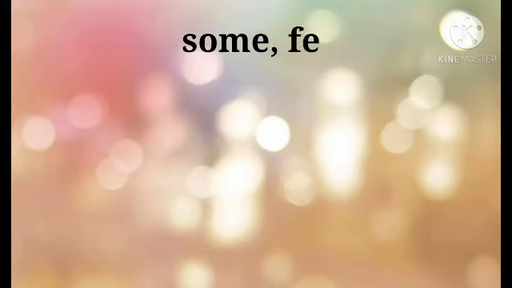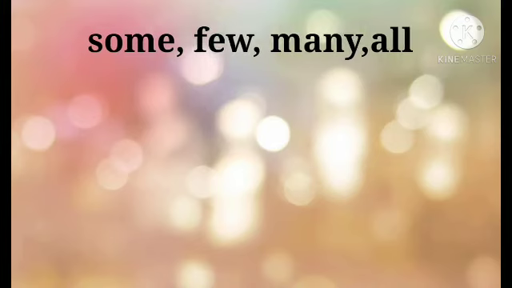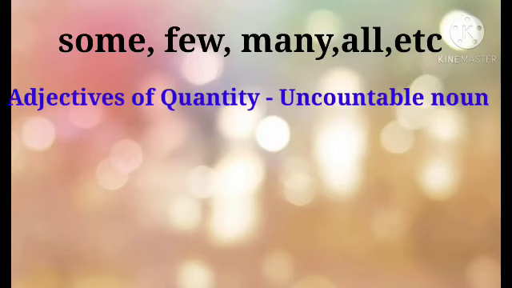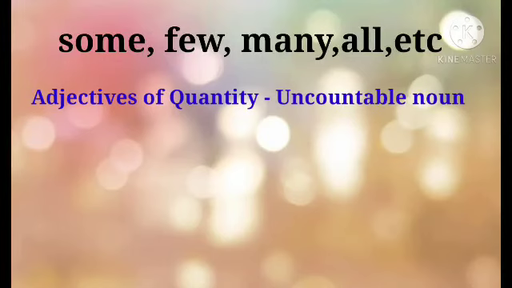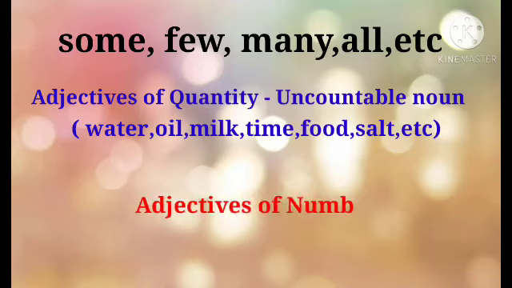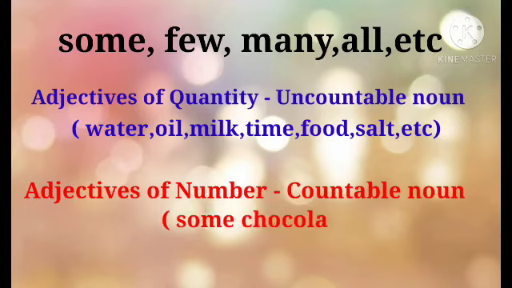So, children, remember this point. Words like some, few, many, all, etc. can be used as an adjective of quantity when they refer to something that cannot be counted, like water, oil, milk, time, food. These are uncountable nouns. But they are adjectives of number when they refer to items that can be counted, like some chocolates.